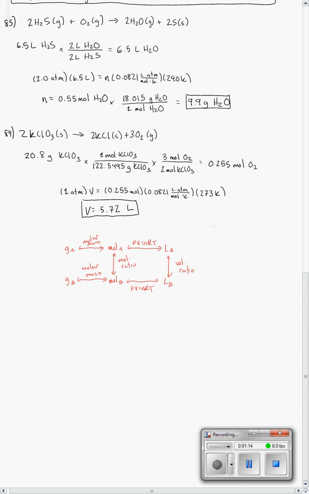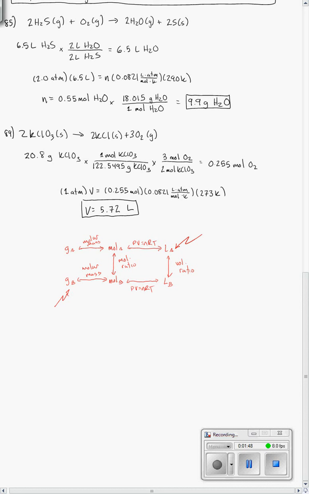Problem number 85 gives us a chemical reaction, and it says we start with 6.5 liters of hydrogen sulfide, and it reacts at a pressure of 2 atmospheres and a temperature of 290 Kelvin. We want to know how much water vapor is produced in this reaction. So this means we need to go from liters of one substance to grams of another. Basically from liters of A to grams of B. There are several paths we can take to get there.